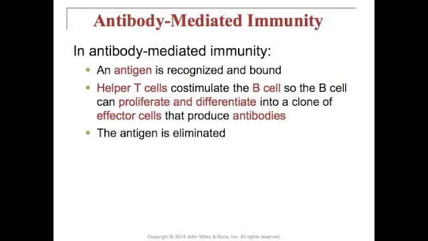Moving on to antibody-mediated immunity. In antibody-mediated immunity, an antigen is recognized and bound. Helper T cells co-stimulate the B cell, so the B cell can proliferate and differentiate into a clone of effector cells that produce antibodies. And then the antigen is eliminated.